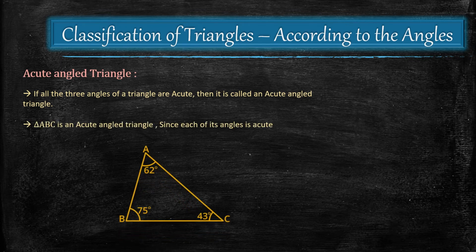Here in triangle ABC, can you see the angles measured in this triangle? 62 degrees, 75 degrees, 43 degrees, which are all less than 90 degrees. So all the three are acute angles, and this triangle can be named an acute angle triangle.